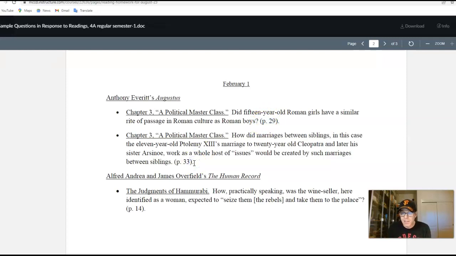So when I grade these, what I'm looking for is, okay, did they put the date there? Does that match the schedule? Okay, great. Did they put the textbook and the author? Great. And then, okay, I can see the two questions. Good. And then they put the page number.